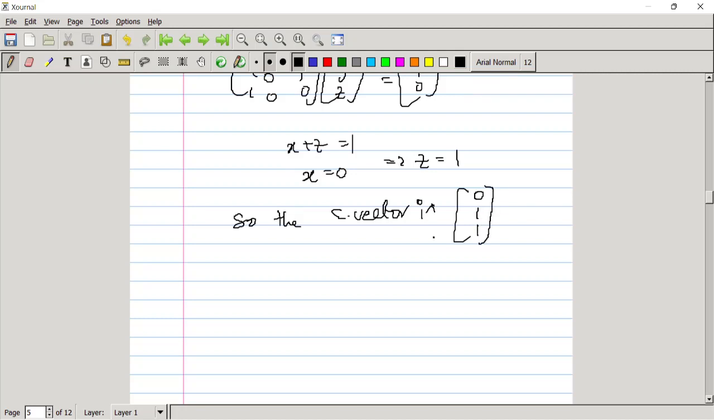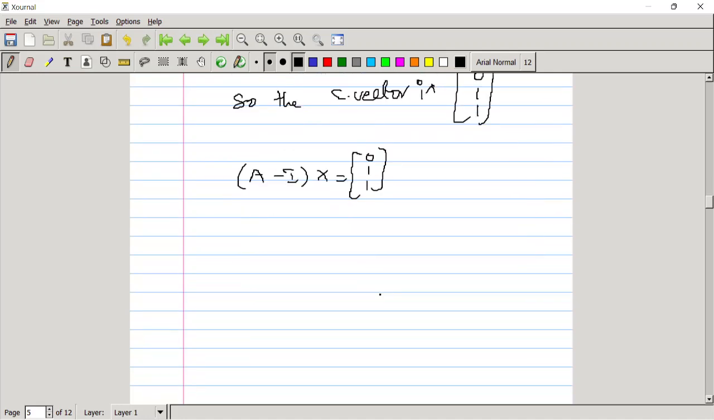From this again we have to find the third eigenvector. The process is the same. We have to consider (A minus I) times x equal to the eigenvector we just got, 0 1 1. By solving this we get another.